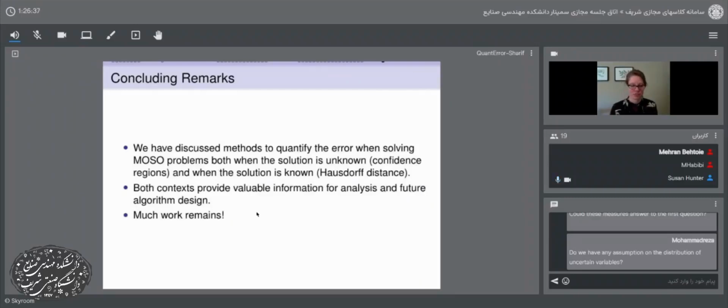Okay, so concluding remarks. We've discussed methods to quantify the error when solving MOSO problems, both when the solution is unknown, in the form of confidence regions, and when the solution is known, Hausdorff distance. And we've been able to get bounds that really hold across a wide variety of solution methods, regardless of the solution actually being known. In both contexts, they provide valuable information for analysis in future algorithmic design, but much work remains. There are so many little things to pick off and work on here to extend the results and provide additional problem contexts.